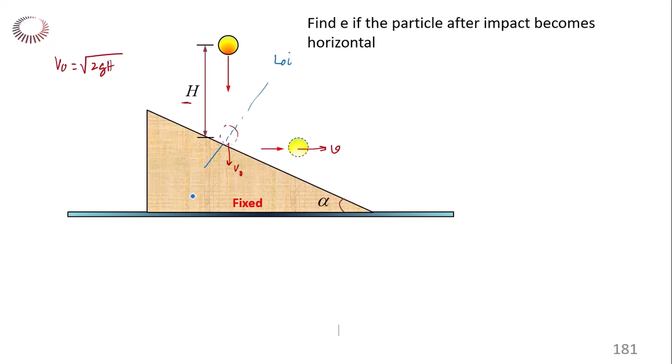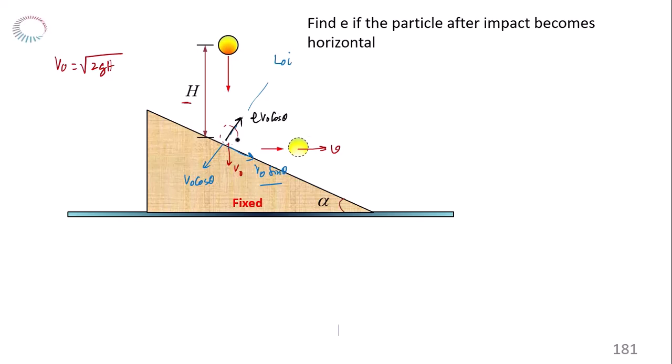So v naught has two components. One component is along this direction, that is v naught cos theta. Another is v naught sin theta in this direction. Now along the line of impact, the ball will rebound back with a velocity equal to e times v. That means in this direction the velocity becomes e into v naught cos theta.